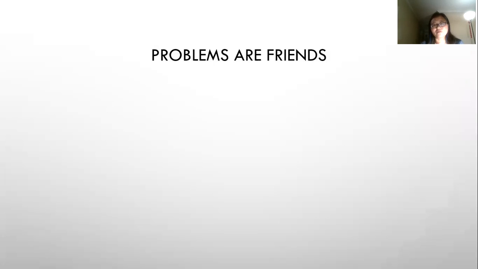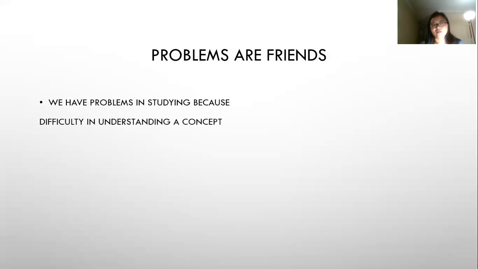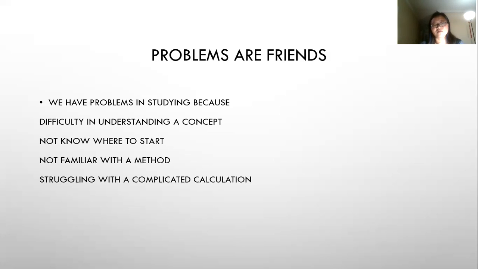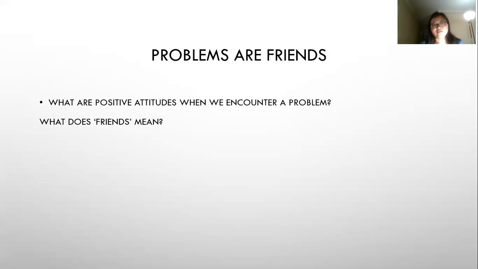What kind of problems will we have during our learning process? The problems include difficulties in understanding a concept, not knowing where to start, not being familiar with a method, and struggling with a complicated calculation. We are talking about smart learning techniques. Actually, it is about having positive attitudes when we encounter a problem.